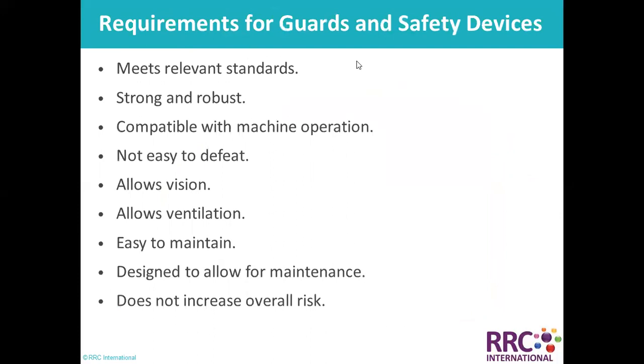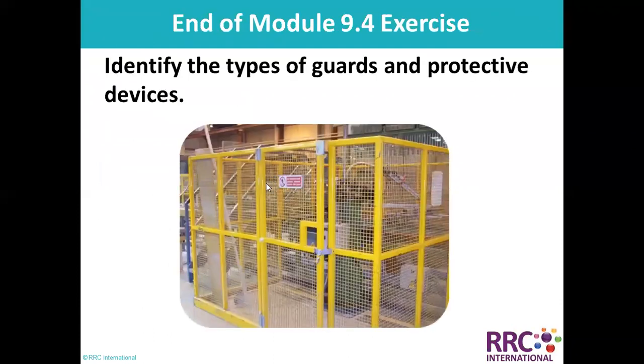And what are the requirements for the guards and safety devices? Meets the relevant standards, is critically important, strong and robust and compatible with machine operation. Not easy to defeat, allows good visibility and ventilation, easy to maintain, designed to allow for maintenance and does not increase overall risk. Now, identify the types of guards and protective devices we discussed so far in the presentation.